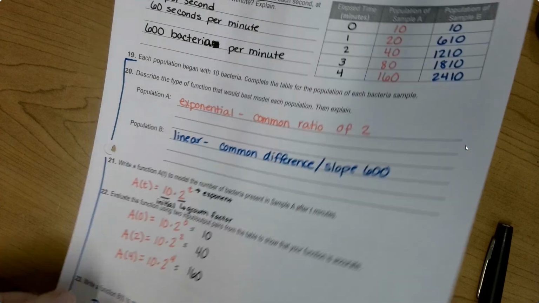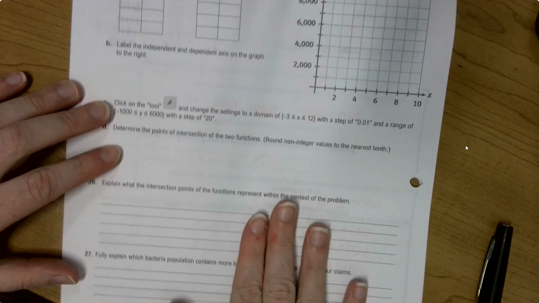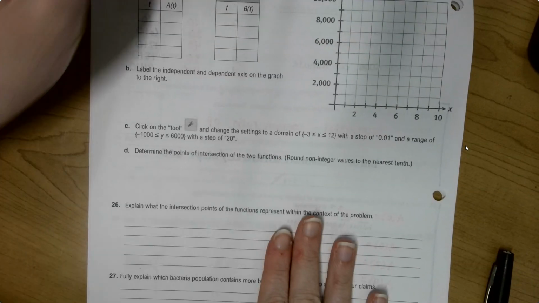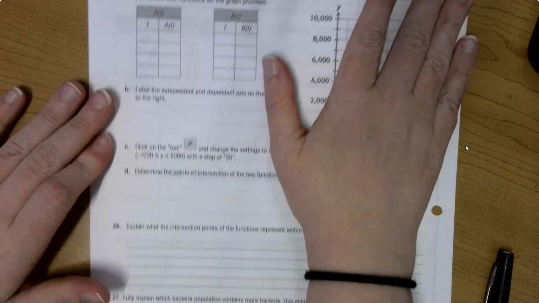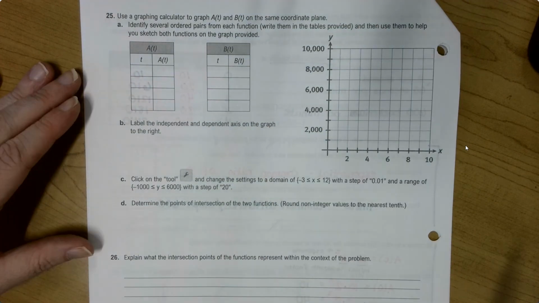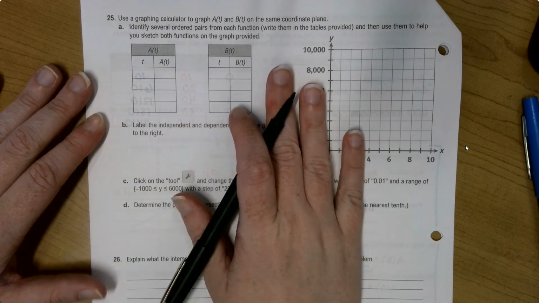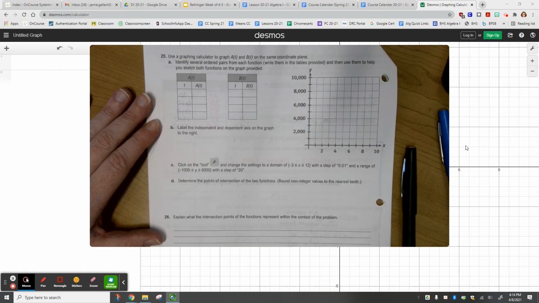Alrighty, so let's move on to number 25. We're going to graph this in Desmos. So you should have Desmos pulled up. Or you can use a graphing calculator and just make a table, but we're going to pull up Desmos.